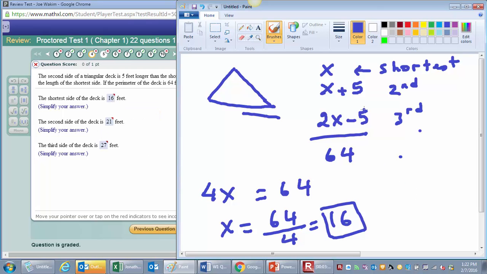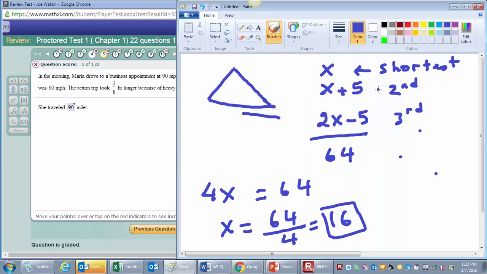Now the second would be 16 plus 5, that's 21. And the third would be 16 times 2, 32. 32 minus 5 is 27. So that's how they figure out the three sides. Let's try number 5 again.